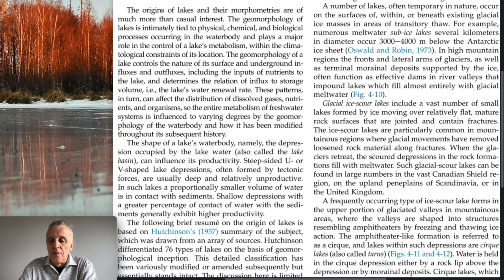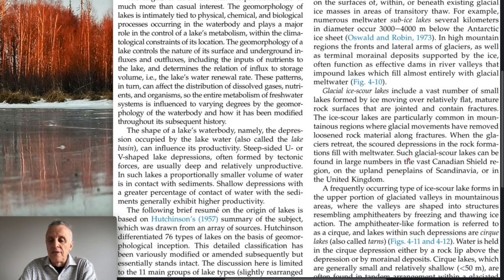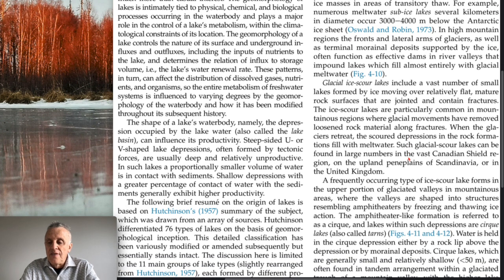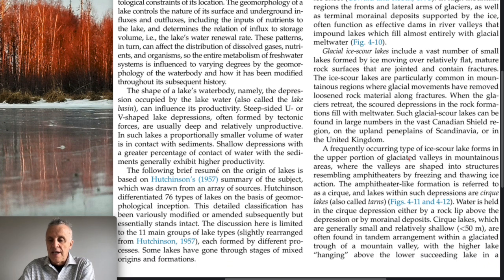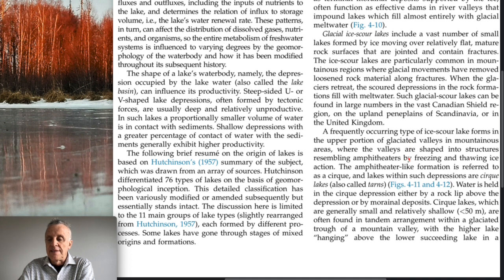Glacial ice scour lakes include a vast number of small lakes formed by ice moving over relatively flat, mature rock surfaces that are jointed and contain fractures. The ice scour lakes are particularly common in mountainous regions where glacial movements have removed loosened rock material along fractures. When the glaciers retreat, the scoured depressions in the rock formation fill with meltwater. Such glacial scour lakes can be found in large numbers in the vast Canadian Shield region, on the upland plains of Scandinavia, or in the United Kingdom.